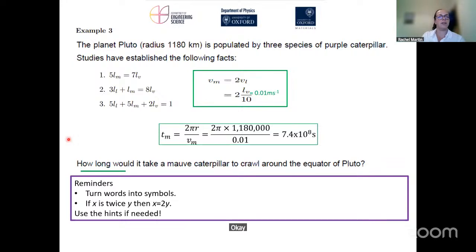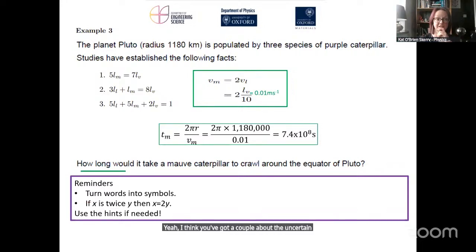Okay. So I'll see if there's any more questions or things. Yeah, I think you've got a couple about the uncertainties in the snooker ball. So that might be a good one to do.